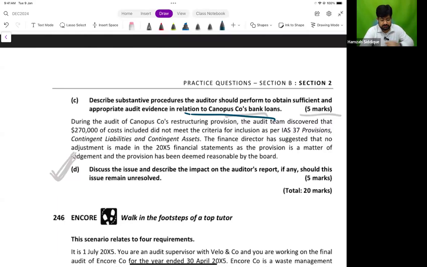Next point. The next point. Students, review all loan agreements and recalculate the loan covenants mentioned in those agreements to identify or to verify company is in compliance with those covenants. Yes.